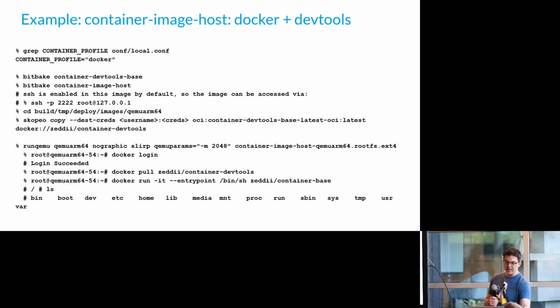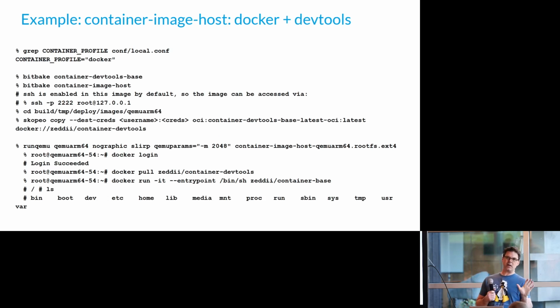This is the part that I want to streamline, right? So I have to go into tmp deploy images. I copy it to wherever, in this example Docker Hub. It doesn't have to be there. It could be your own private registry, it could be whatever. We copy the container out, and then I boot QEMU in this example. You always have to crank up the memory, and the image definition of container image host has enough extra space built into it so that you can actually store some of these images. So, you boot it, you log into Docker, pull my container DevTools, and then I just started a shell, right?